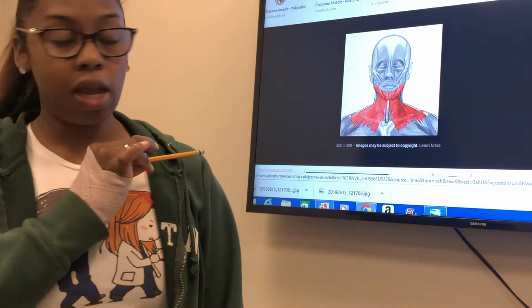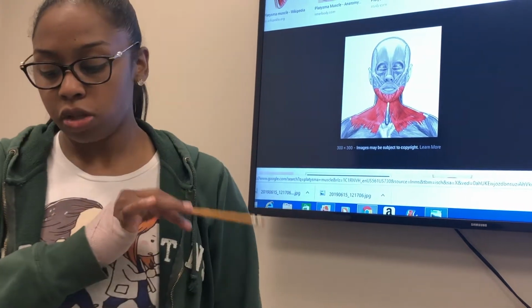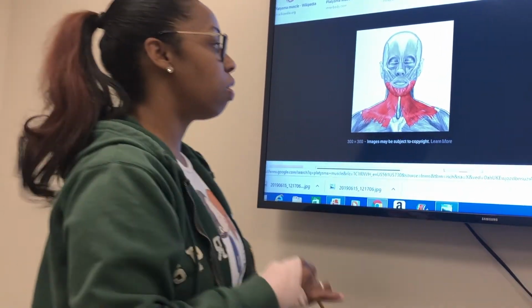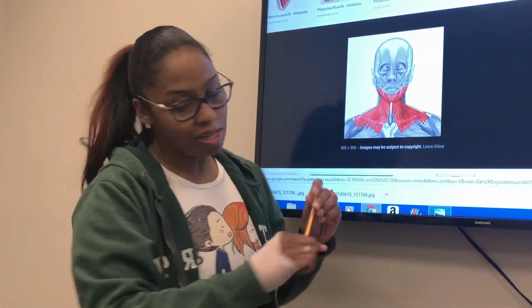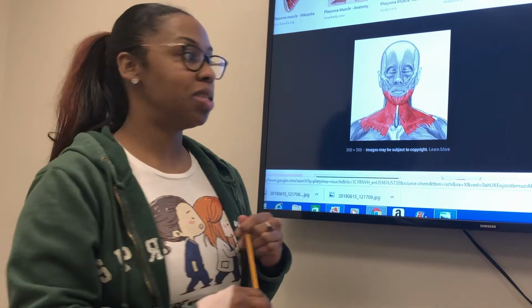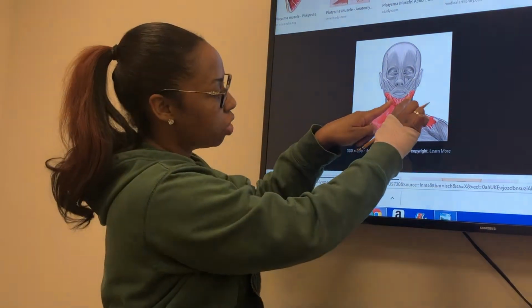It has an innervation of the facial nerve, not the cervical spinal, so the facial nerves that are in here, and its action is to depress the mandible. So in this area, the mandible, as you can see, it's attached to there.